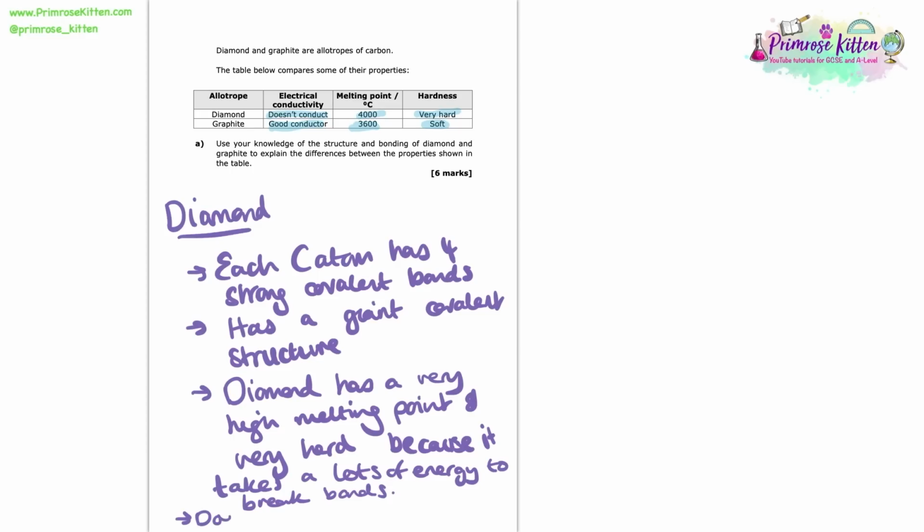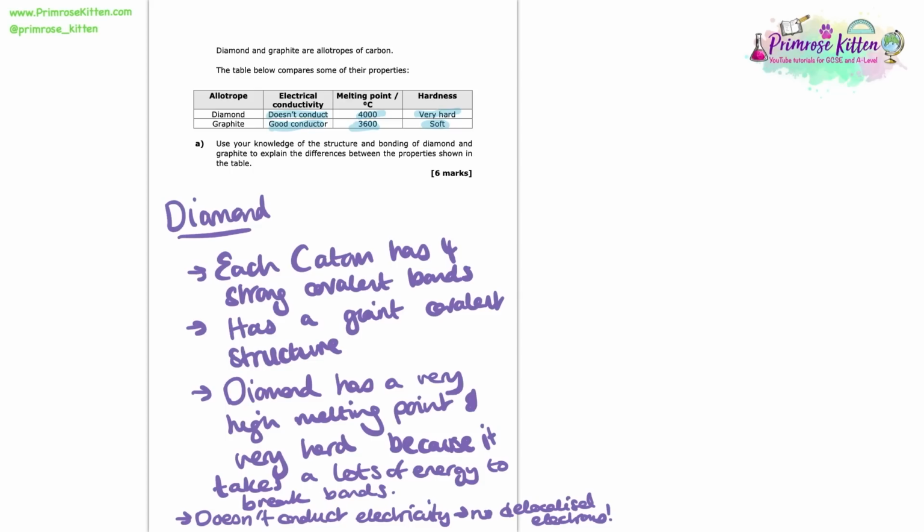The next thing we want to talk about is why it doesn't conduct electricity. Each carbon atom would normally have 4 electrons that it could donate to form bonds, and every single one of those does form bonds because it has 4 strong covalent bonds. As a result, there are no spare electrons, no delocalized electrons, which would be what's needed to conduct electricity. So that's why diamond doesn't conduct.